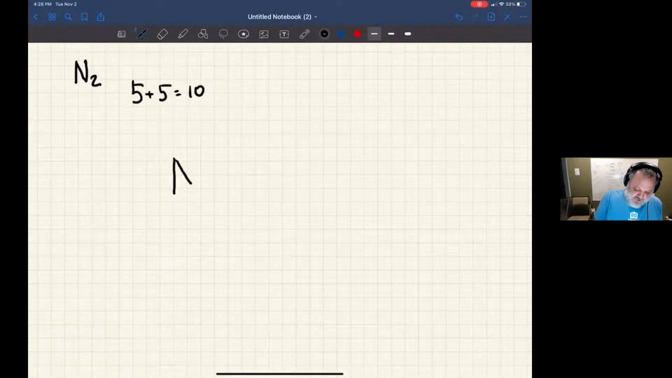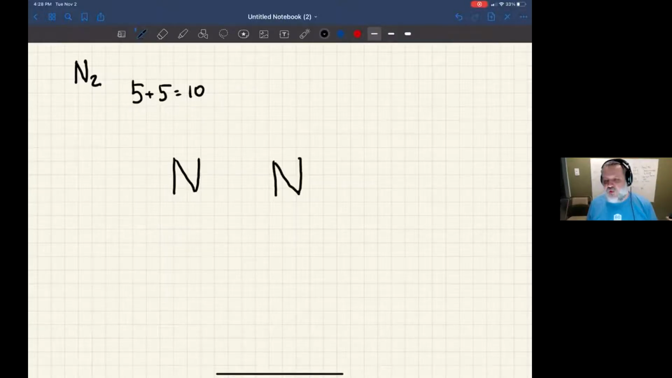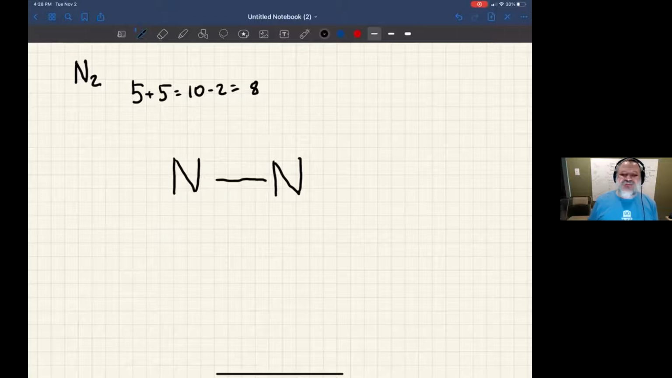So I'm going to go ahead and arrange the atoms as symmetrically as I can. Put one on the left and one on the right, no problem. And then I'm going to draw a single bond between each atom. Now I want to stop there and reduce my count, because now the 8 electrons that are left are what I'm going to use to get octets.